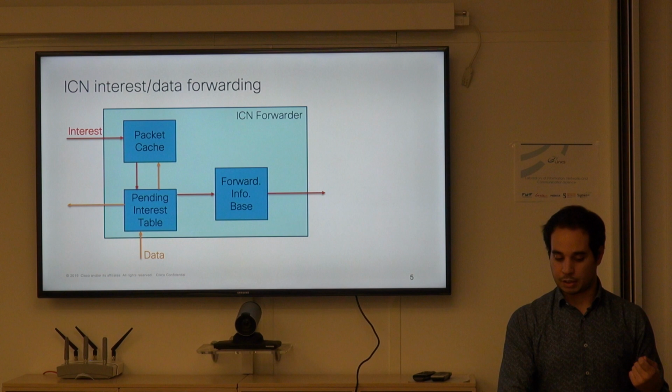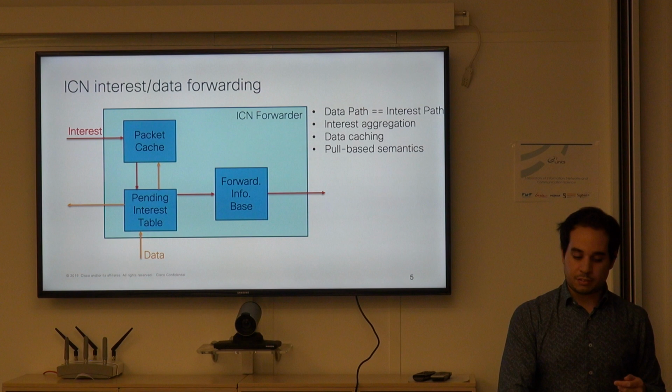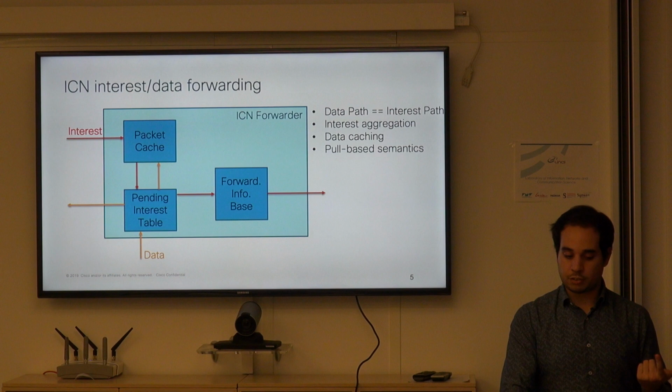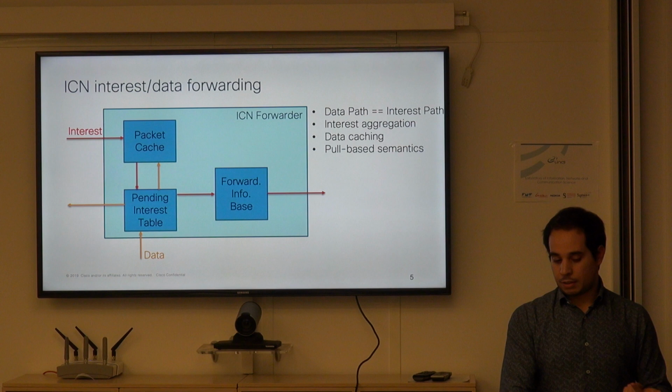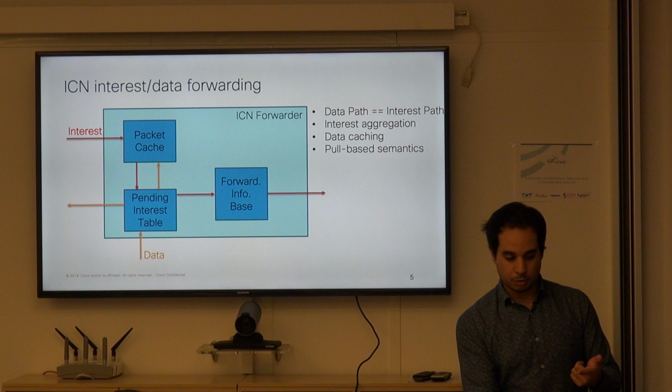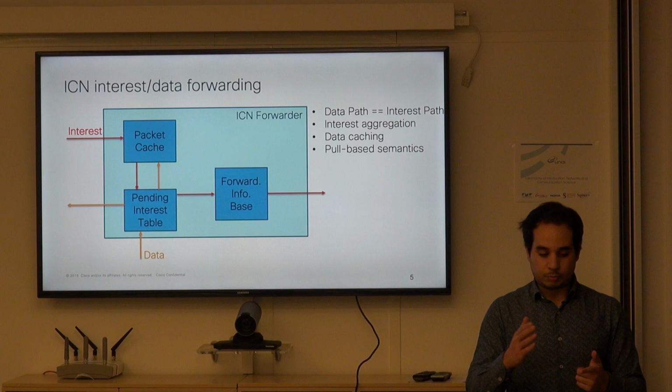So this enables a set of advantages. The first is that the data will follow exactly the same path as the interest. The second is that if you receive two interests for the same name, and the first interest is still in the pending interest table, the second one won't be forwarded, but will just be aggregated in the pending interest table. And then when the data comes back, it will be forwarded in a multicast fashion to all the interfaces from where the interest arrived.